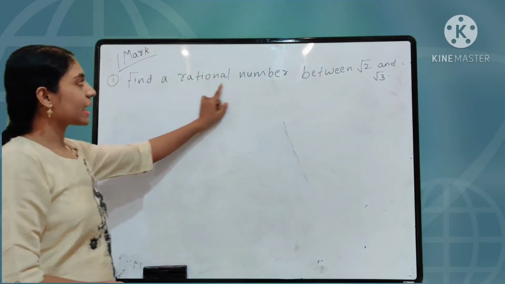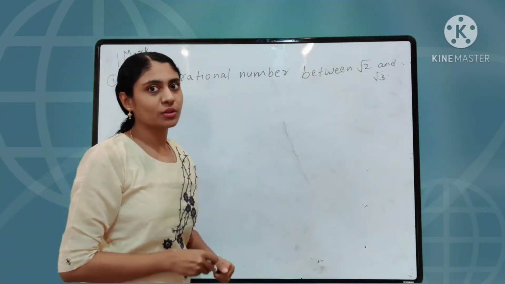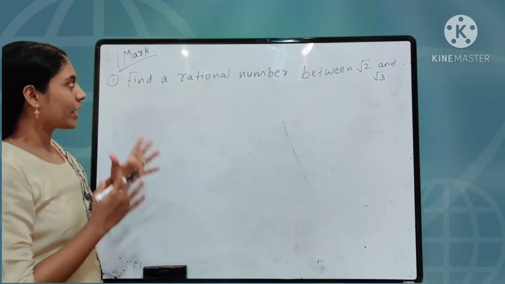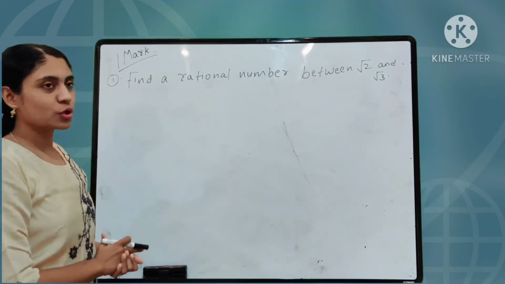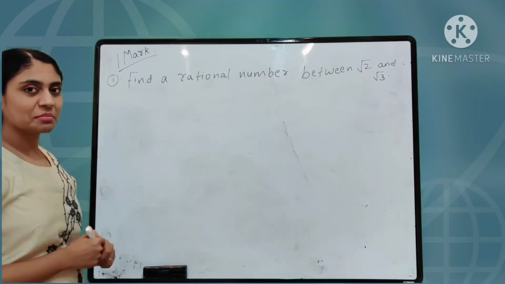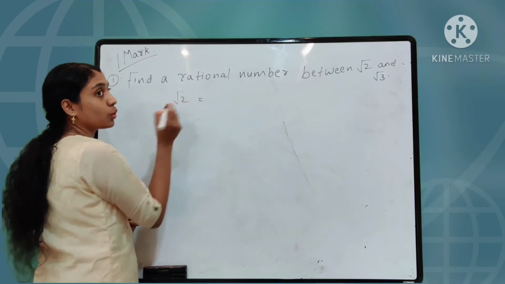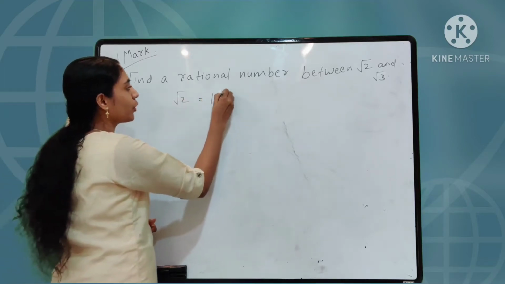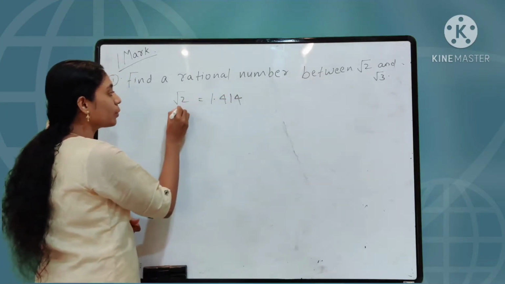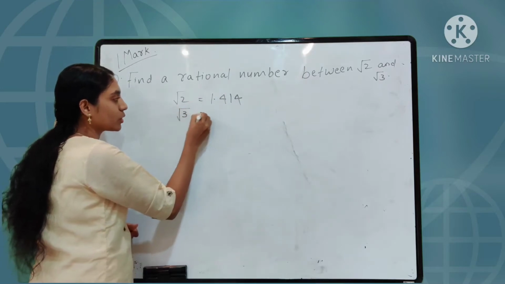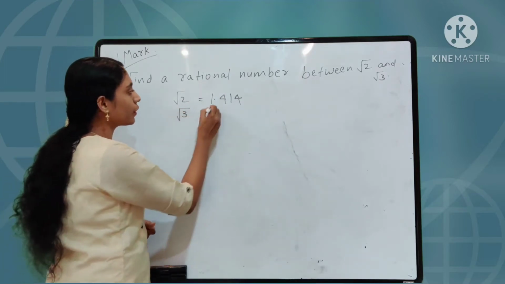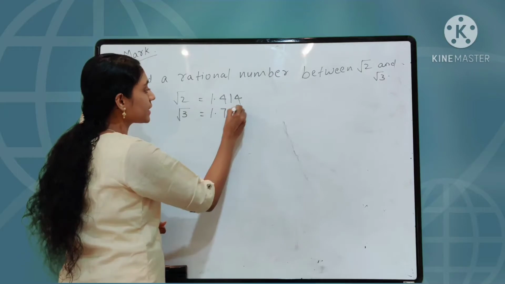First question: find a rational number between root 2 and root 3. Which is that number? See, root 2, we know what its value is. Root 2 is 1.414. You must know the values of root 2 and root 3. Root 2 is 1.414 and root 3 is 1.732.